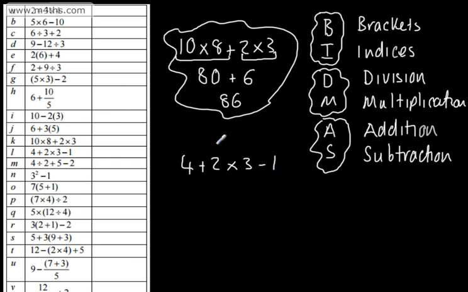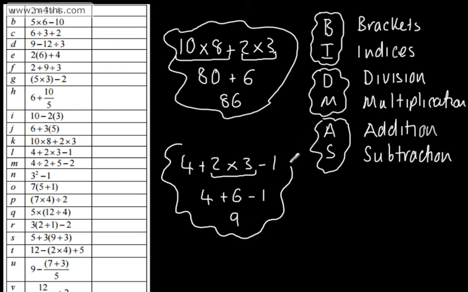We've got addition, multiplication and subtraction. We need to do the multiplication first. So I'm going to multiply these two numbers and rewrite this. Don't try it in your head, as it just leads to potential errors. So 4 plus 6 minus 1. Addition and subtraction can be performed in any order from this point on, as they're on the same level. 4 plus 6 is 10, minus 1 gives me 9. So 4 plus 2 times 3 minus 1 gives me 9.